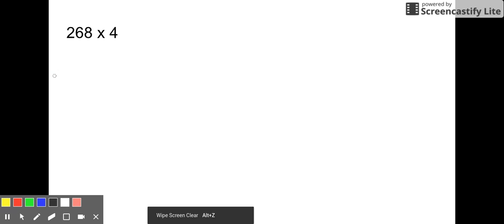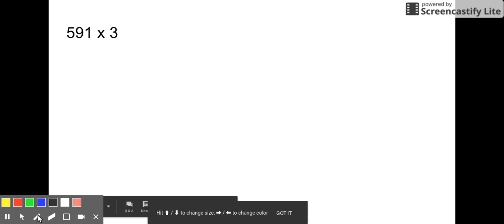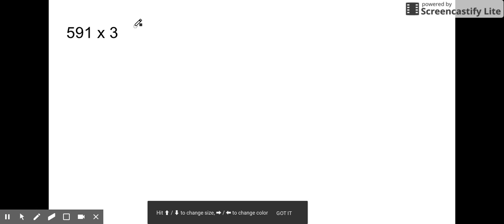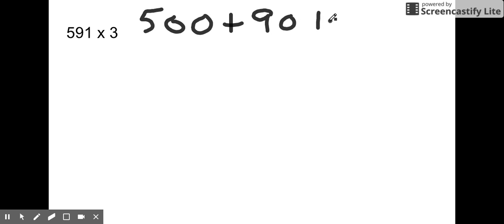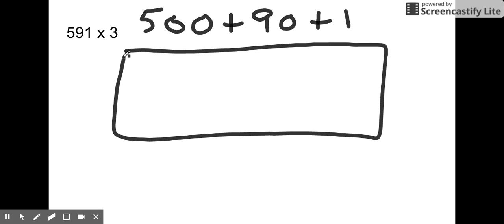Remember, we're going to just keep following the same steps no matter how many digits are in my number. Let's go ahead and try 591 times 3. Again, I'm going to put my numbers in expanded form, so 500 plus 90 plus 1, and I'm going to be multiplying that by 3, making my box nice and big to give myself plenty of space to write. Now I'm going to put a line everywhere I have a plus sign.